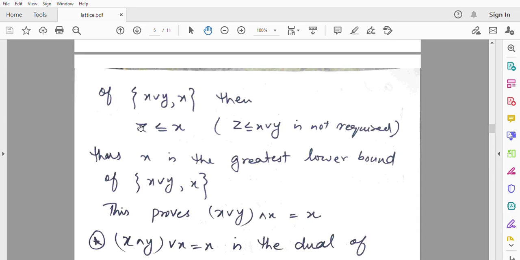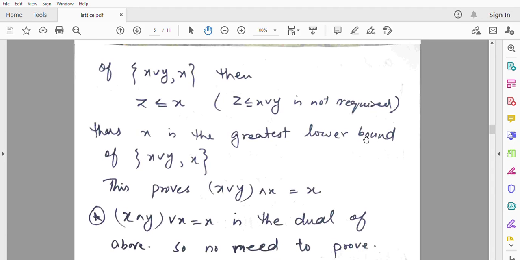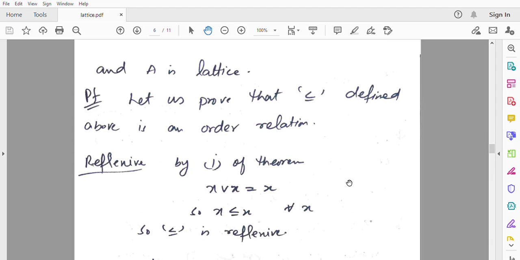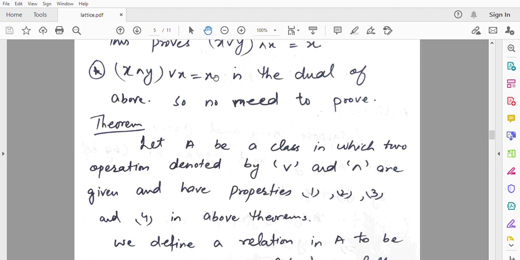Now z is preceded by x. Actually, what does it show? This is a lower bound for these two elements, and this is the lower bound for the similar element, and z is preceded by this thing. So it means that x is the greatest among the lower bounds. Okay, and because z is arbitrary, it means that x is greater than any other lower bound. So here, z is preceded by x shows us that x is the greatest among the lower bounds. When we say that x is the greatest among the lower bounds, it means that it is the infimum of x and x sub y, and mathematically we can write it as, again its dual is x and y join x is equal to x, and we don't need to prove the other thing because it's the dual.